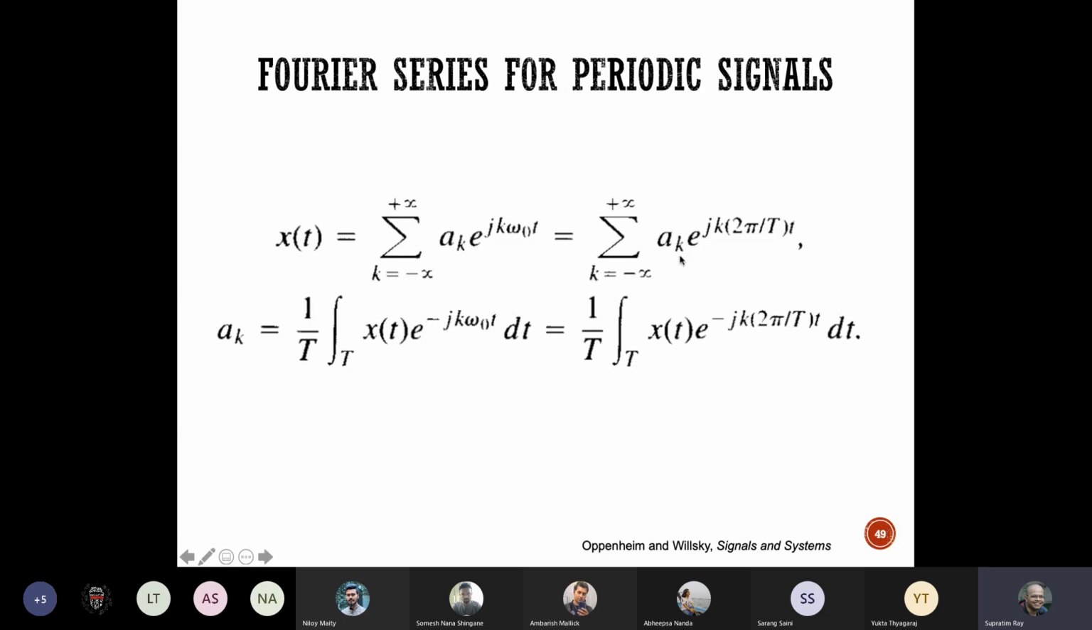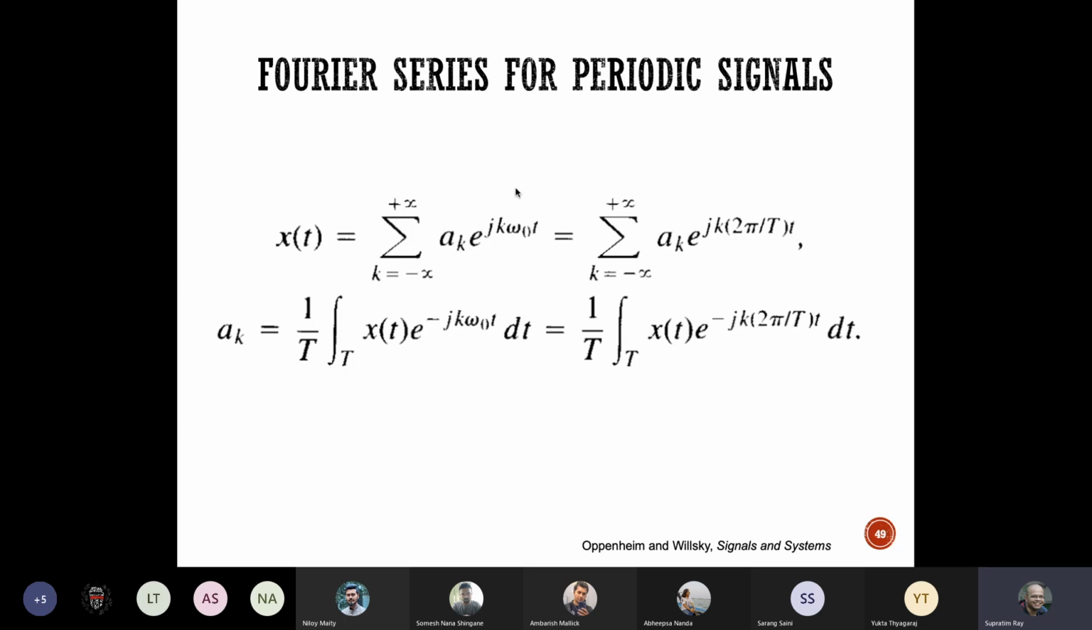But that's it. So we can always decompose a signal into a bunch of these complex exponentials. This is what we were looking for in the beginning. And therefore, it's very easy to find y(t) also, if you know how each complex exponential is modified when you pass it through the system. Okay. Any questions? This is the Fourier series.